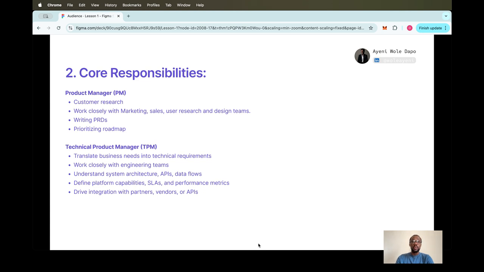We also partner with third-party vendors. We decide who we partner with for this service. What infrastructure do we use? As a technical product manager, you help drive those decision-making processes.